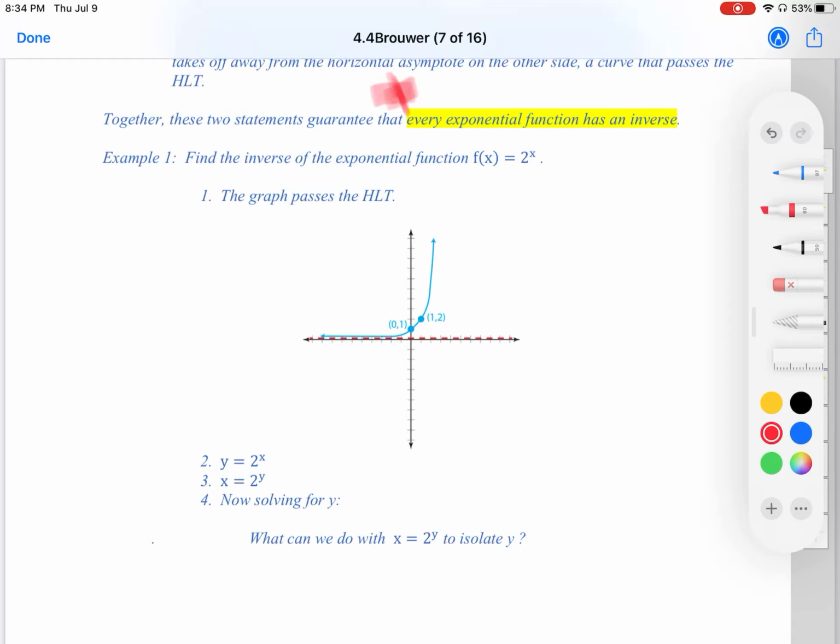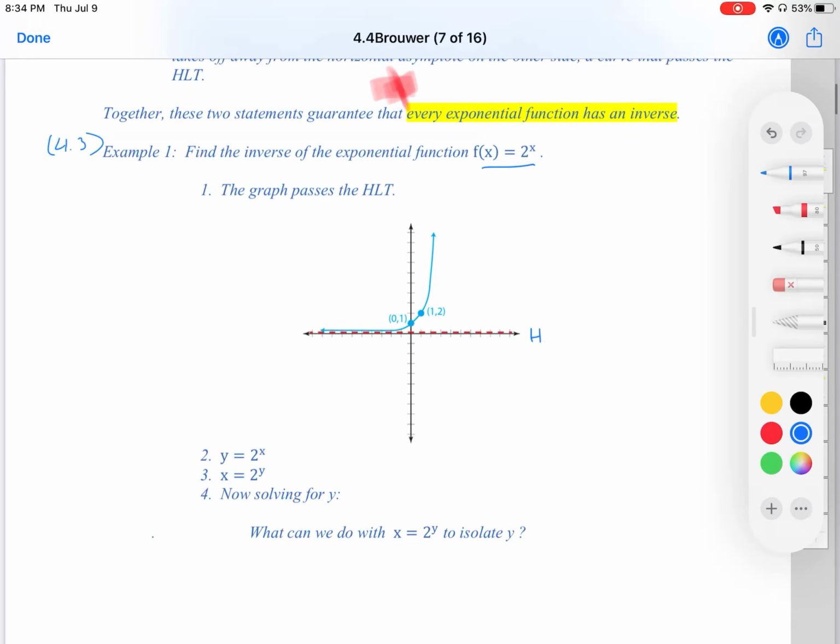Together, these two statements guarantee that every exponential function has an inverse, and that's a log function. So example 1, and we saw this example in the last section, 4.3, of graphing this exponential function, 2 to the x power. We learned that as long as we have a horizontal asymptote and 2 points, we can have an idea of how our function is supposed to look. We know it's going to get close to our asymptote but never cross, and our other side is just going to take off towards the opposite direction.